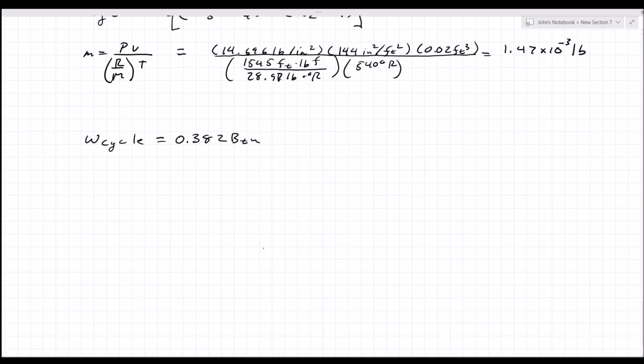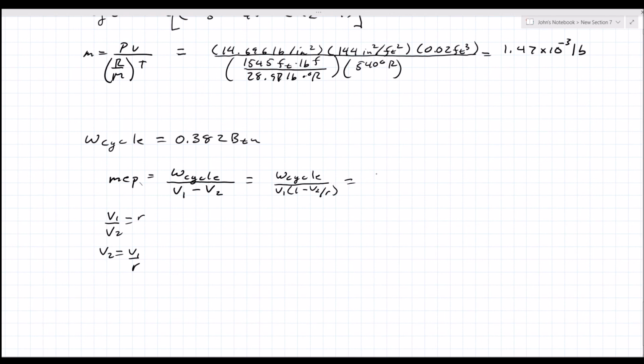So, if you remember, mean effective pressure is equal to the work of the cycle divided by the difference in volume between V1 and V2. Well, I need to determine what the difference in volume between V1 and V2 is. V1 over V2 is equal to R, so V2 is equal to V1 over R. So the work of the cycle over V1 times (1 minus 1 over R).